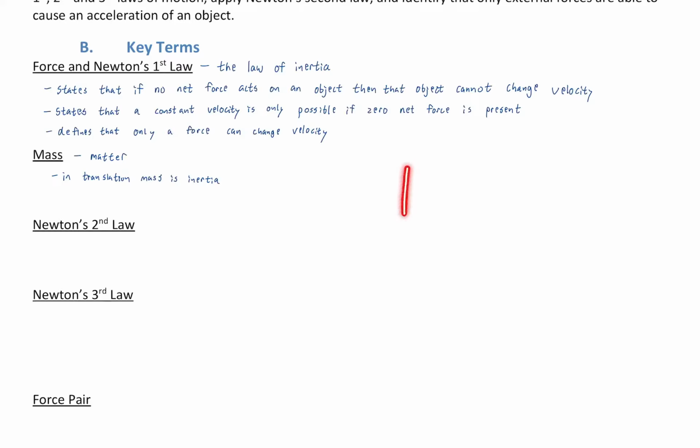Translation is motion in the x, y, and z directions. That's what translation is. Translation is not rotation. More on that later. Don't worry about that for now, but translation is simply motion in x, y, or z, or all of the above. And thus mass is the sluggishness of matter. That's what it represents.